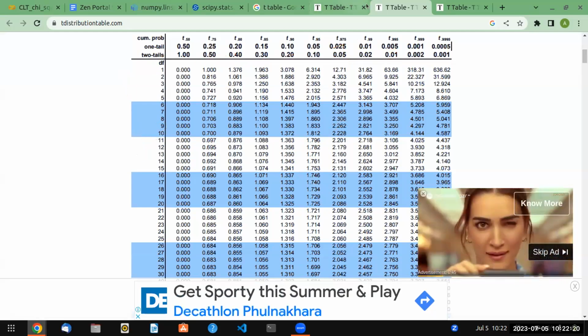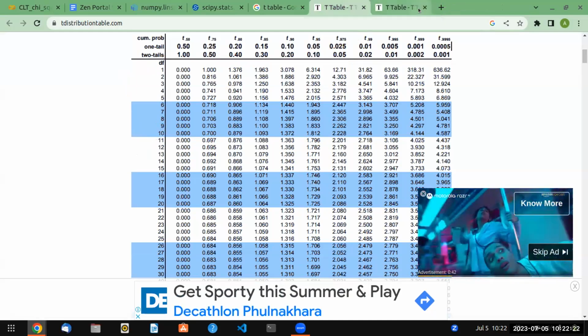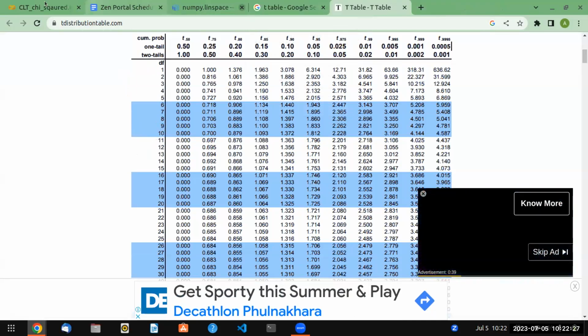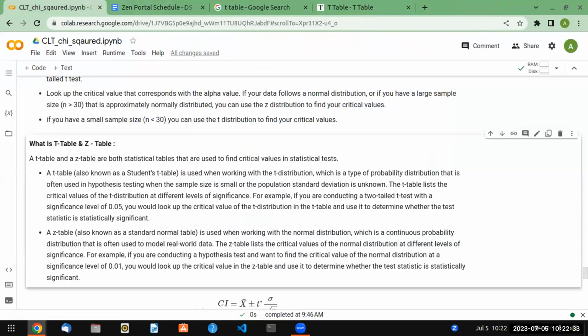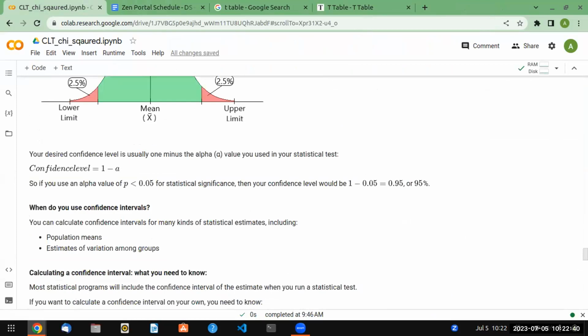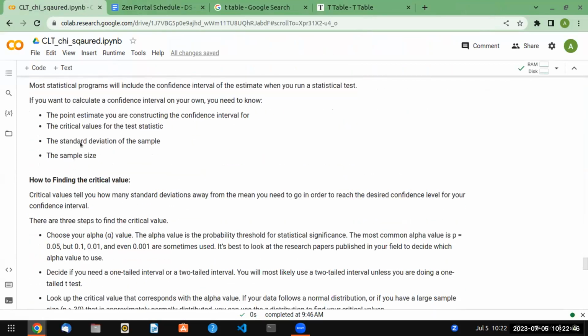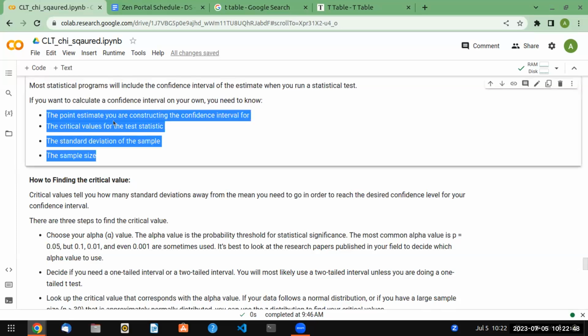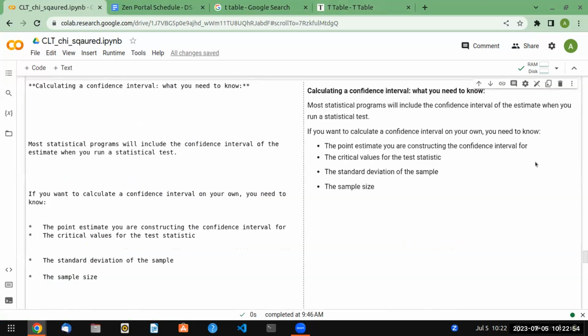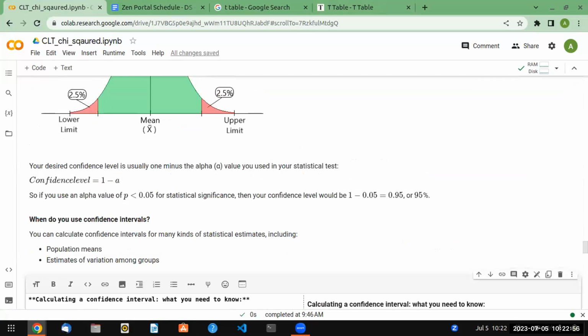So many things got opened. Let me close a few of them. Now let's go back. You understood how to use the T table now? Let's come back to our formula directly. Once you get your critical value, let me summarize this for you. These 4 steps we need to know, and we were looking at the second step. Now we got it from the T table with the sample's degree of freedom and alpha value.